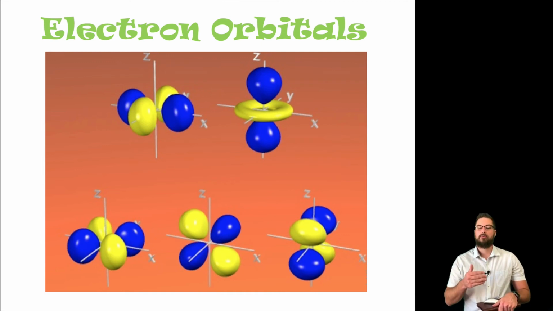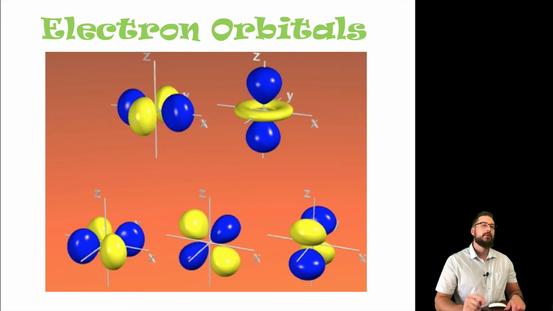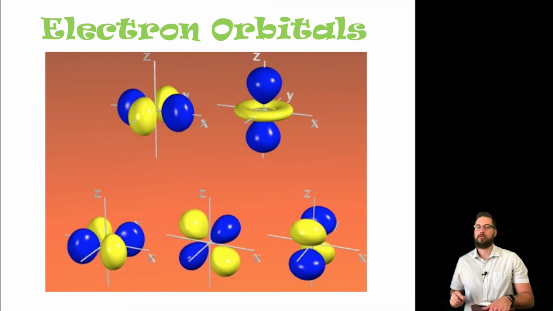And so as we go in order of talking about these different orbitals, they start to get more and more complex. And something we want to keep in mind, and this is going to matter later on, is the more complex the orbital, the higher the energy is.